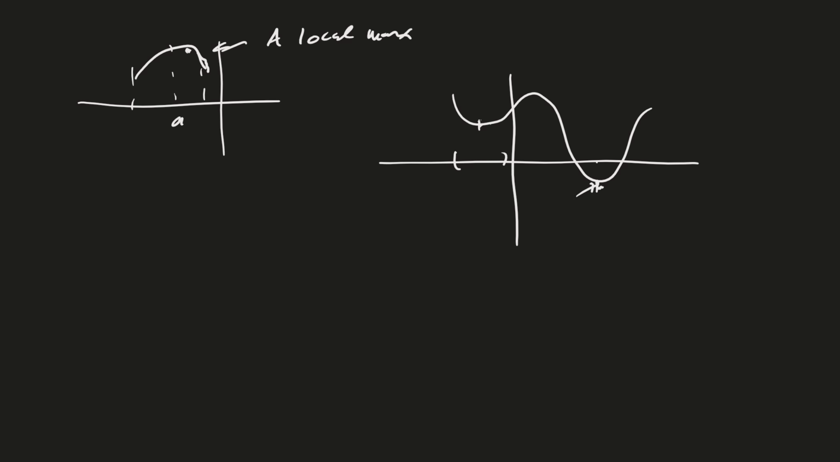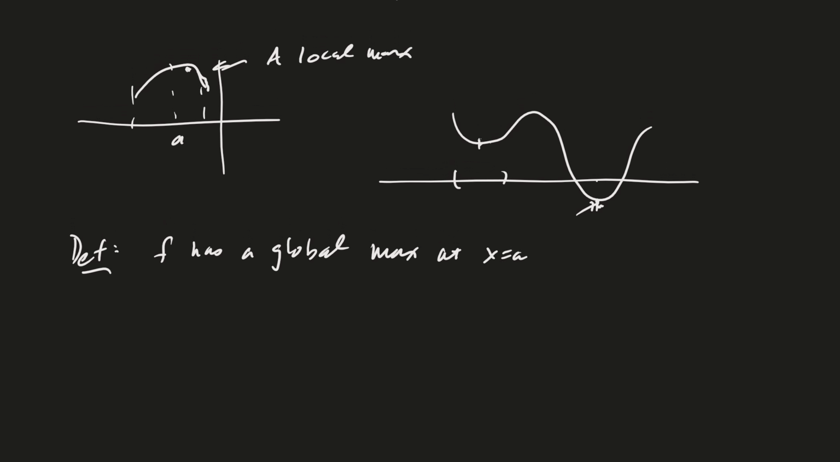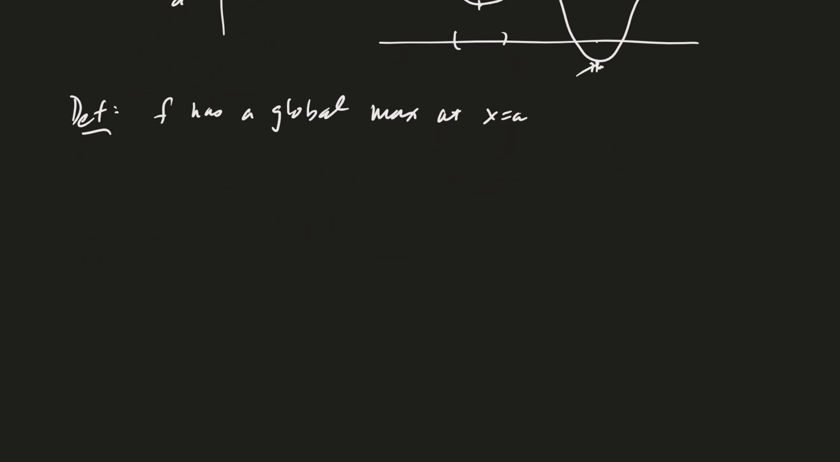And so let's write down some definitions. Definition: f has a global max at x equals a if f of a is the greatest number, greater than or equal to f of x, for all x in the domain.